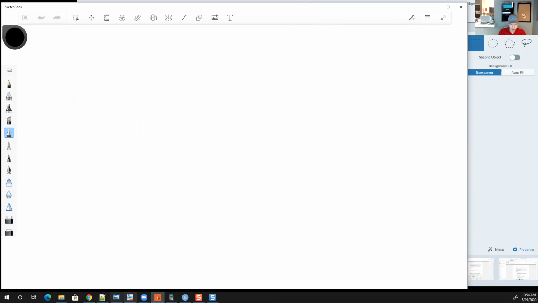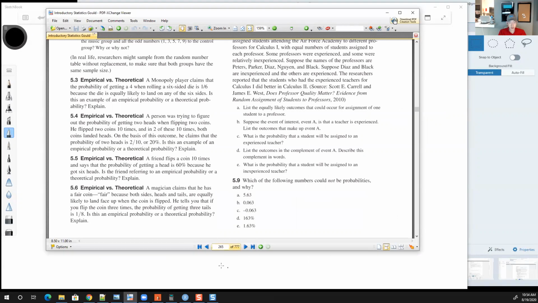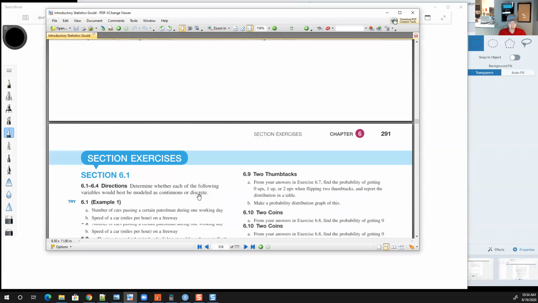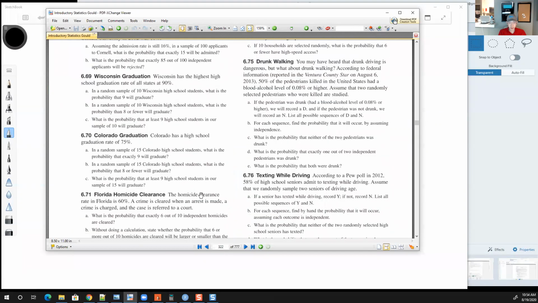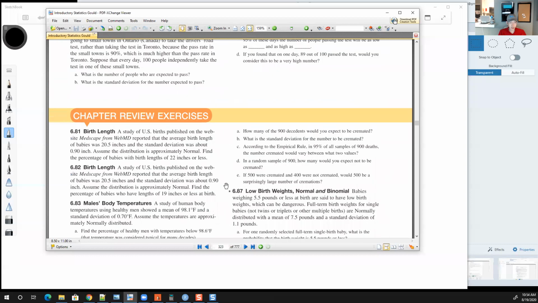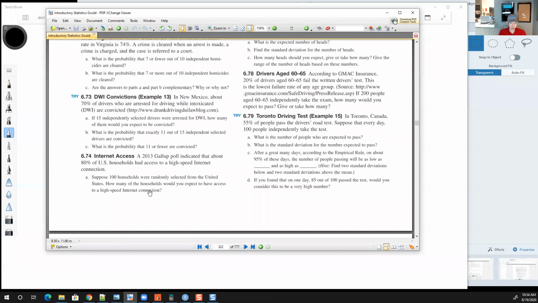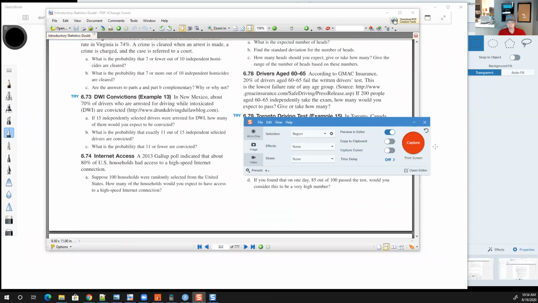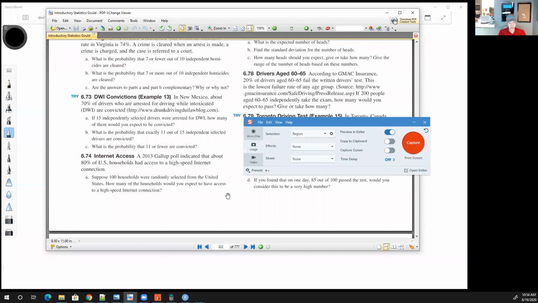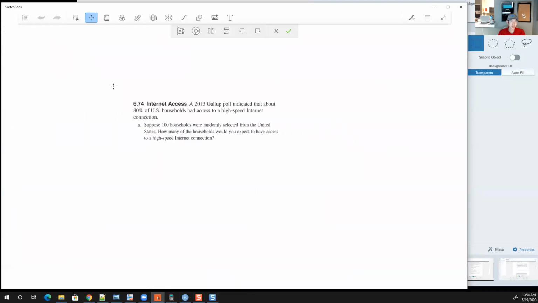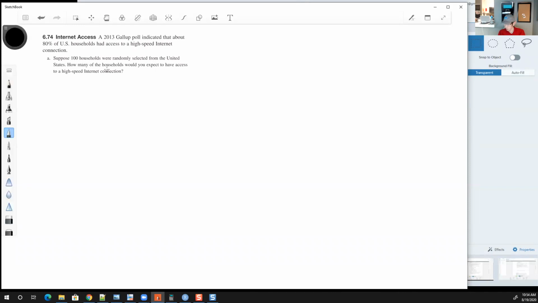All right. Let me just try another problem here. Will you tell me, is this problem similar? What if I do this one on internet access? A 2013 Gallup poll indicated that about 80% of US households have access to a high-speed internet connection. Did anyone have questions on something? All right, and then it says, suppose 100 households were randomly selected from the US. How many of these households would you expect to have a high-speed internet connection?